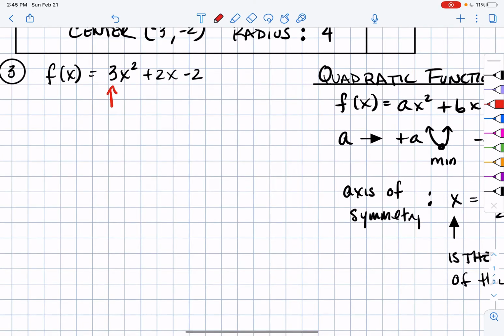So what I see here is that the A is equal to a positive 3. So that means I'm going to be smiling, so I'm going to have a minimum. So now I know I'm going to have a minimum, and that's going to get rid of 2 of those answers. However, now I have to find the location of it. What's the coordinate point of this minimum?